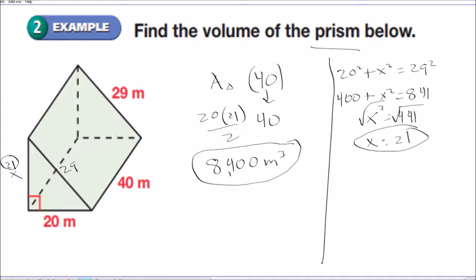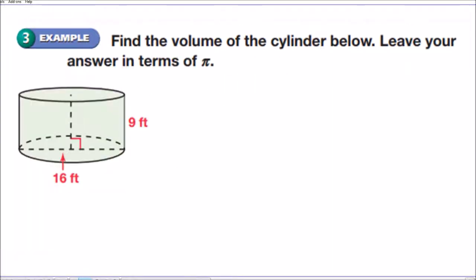Now let's change gears for just a minute and go to cylinders. Now, cylinders work the exact same way, and if you don't know a cylinder, think of it like a soup can. Okay, a soup can or a pop can is a really good example of a cylinder. It's like a prism, except the base, instead of being a polygon, the base is a circle. So like cylinder, like a circle. Okay, so circular bases. So it's still the same formula. Volume equals area of the base multiplied by the height of the solid.